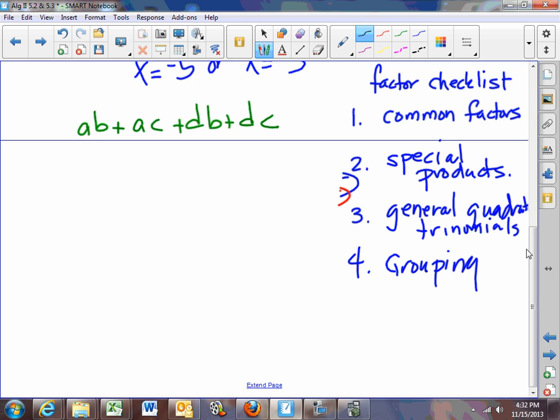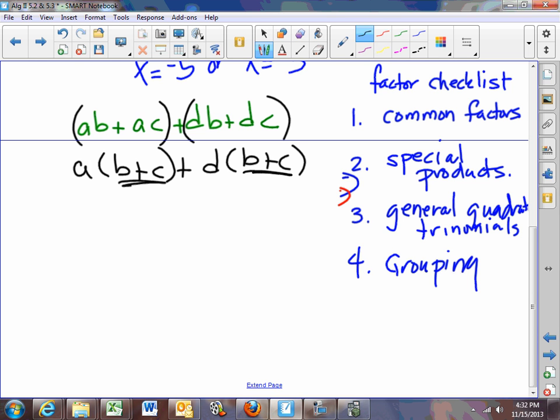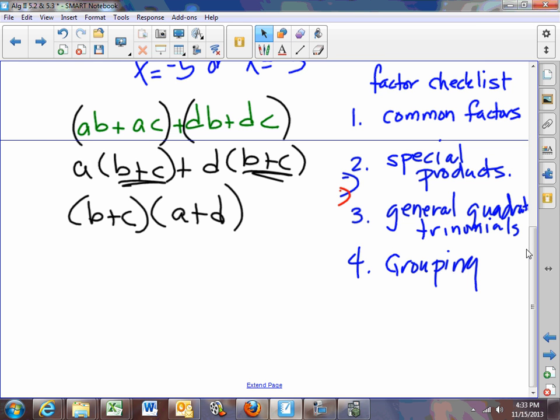What we'll do is we'll group the first two terms and the last two terms. Now, are there any common factors in the first two terms? Yes, A. And we're left with B plus C. Are there any common factors in the last two terms? D. And inside we're left with B plus C. Now look what we have here. Now there's no guarantee this will happen on these, but if it does, we'll recognize it. B plus C is a common factor to both terms, and we're left with A plus D. So A plus D times B plus C is the factored form of that original polynomial. Cool?